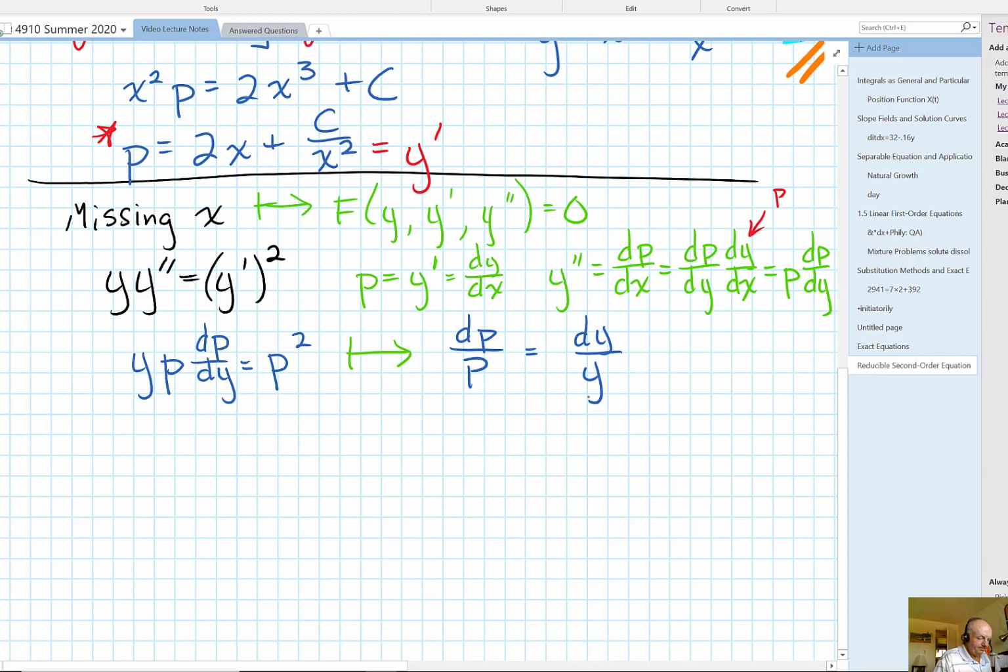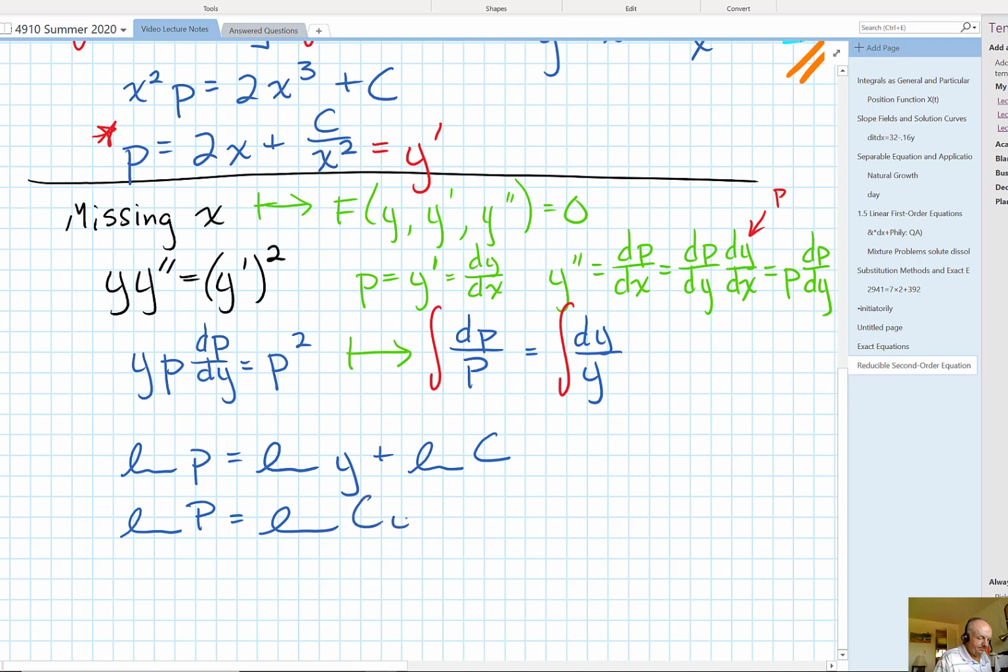Okay, that's ready to integrate, leaving ln of p equals ln of y, and we've seen this trick before. We would normally just put a constant there, but to make our lives a little easier, we'll write it as ln of c, so that ln of p equals ln of cy. Exponentiate both sides, so that p equals cy, where c is just our constant.